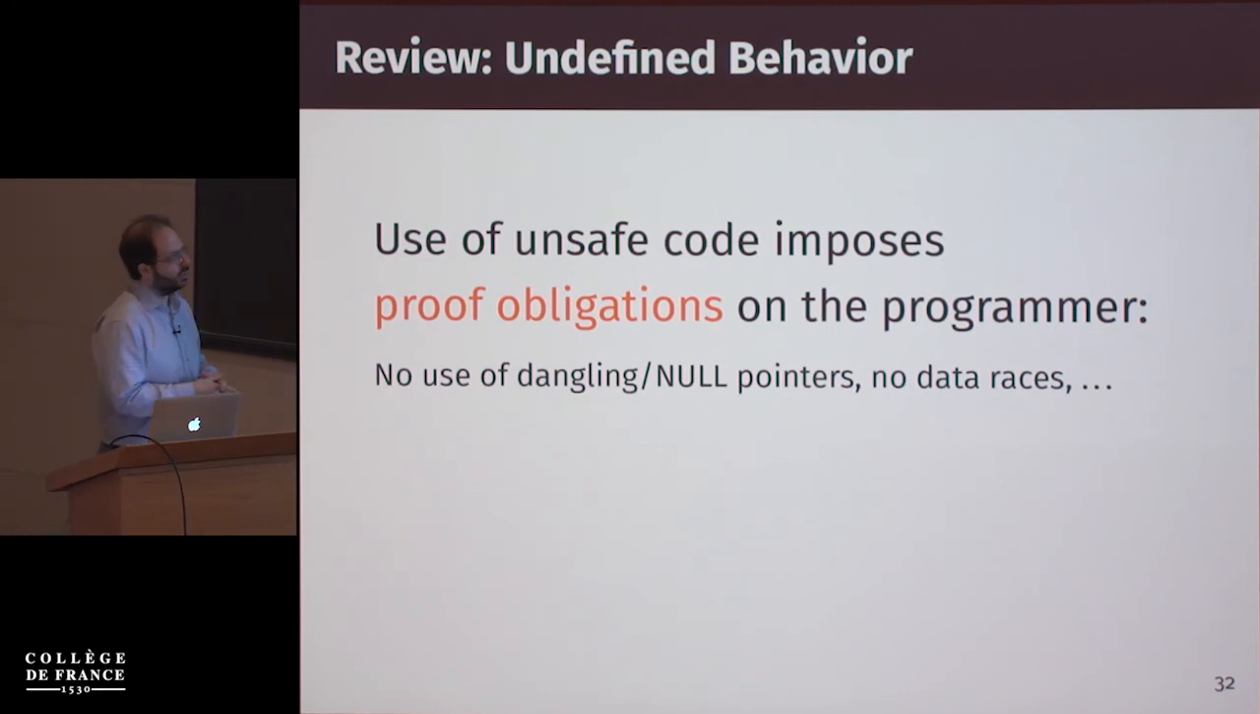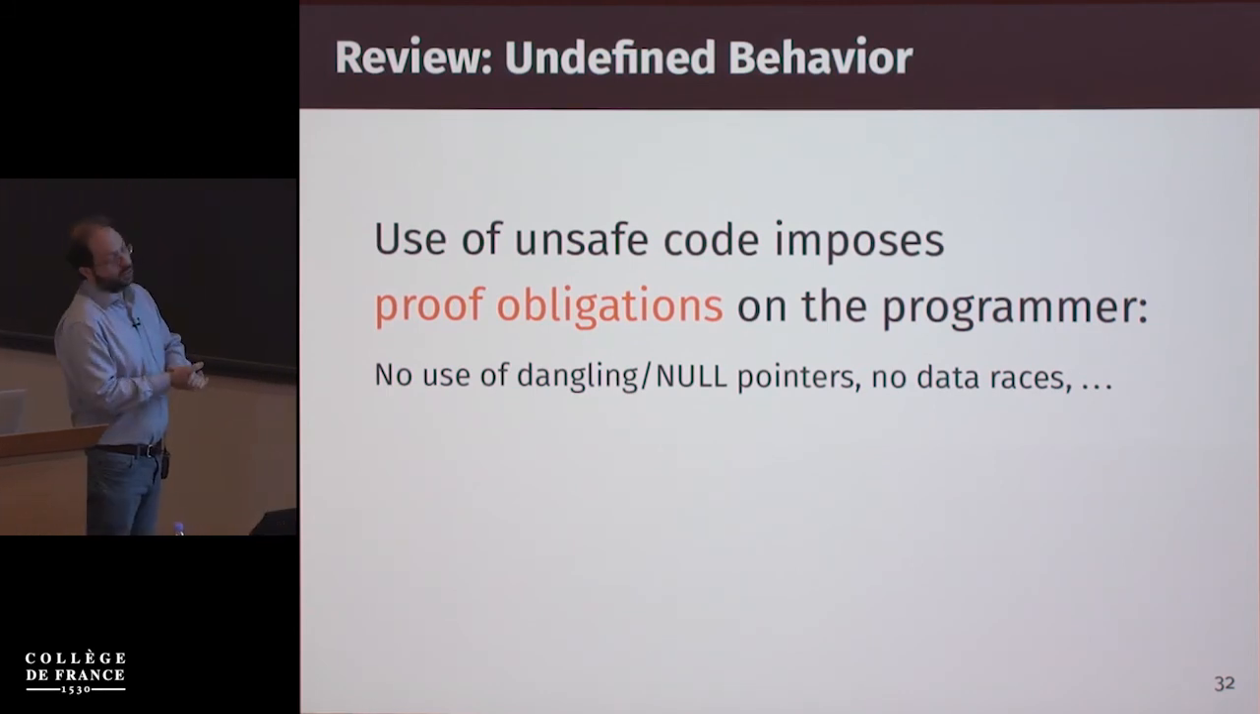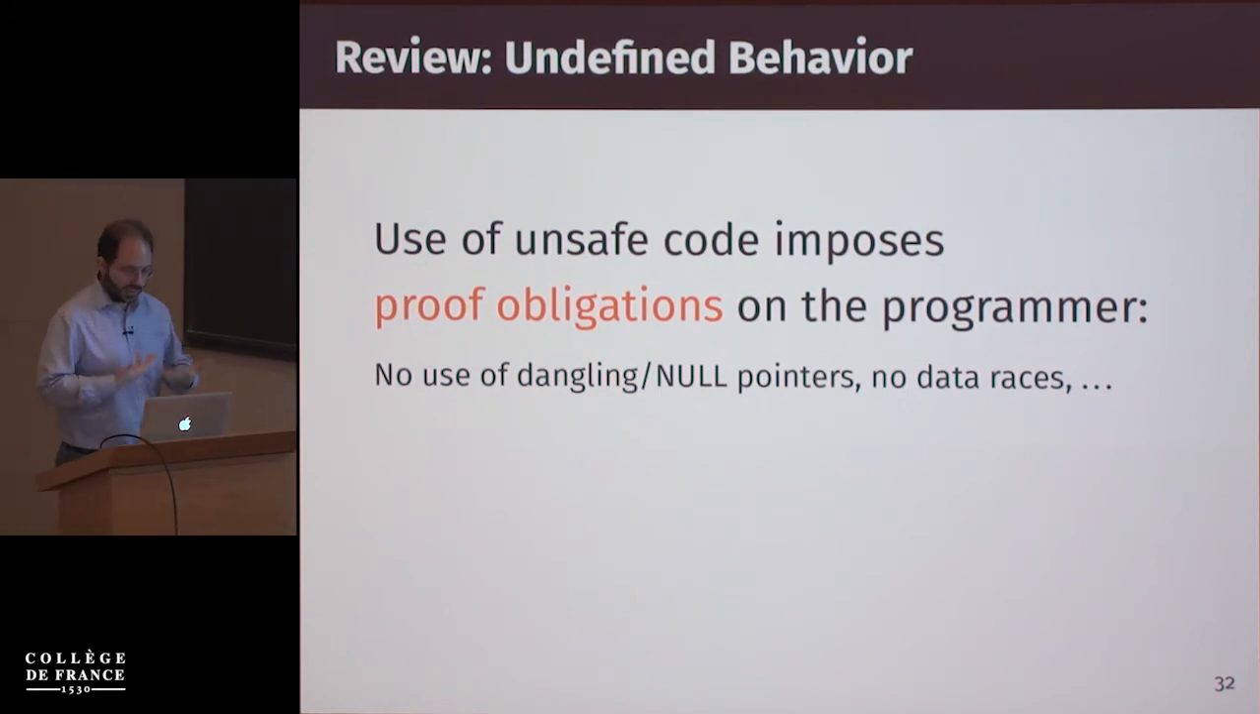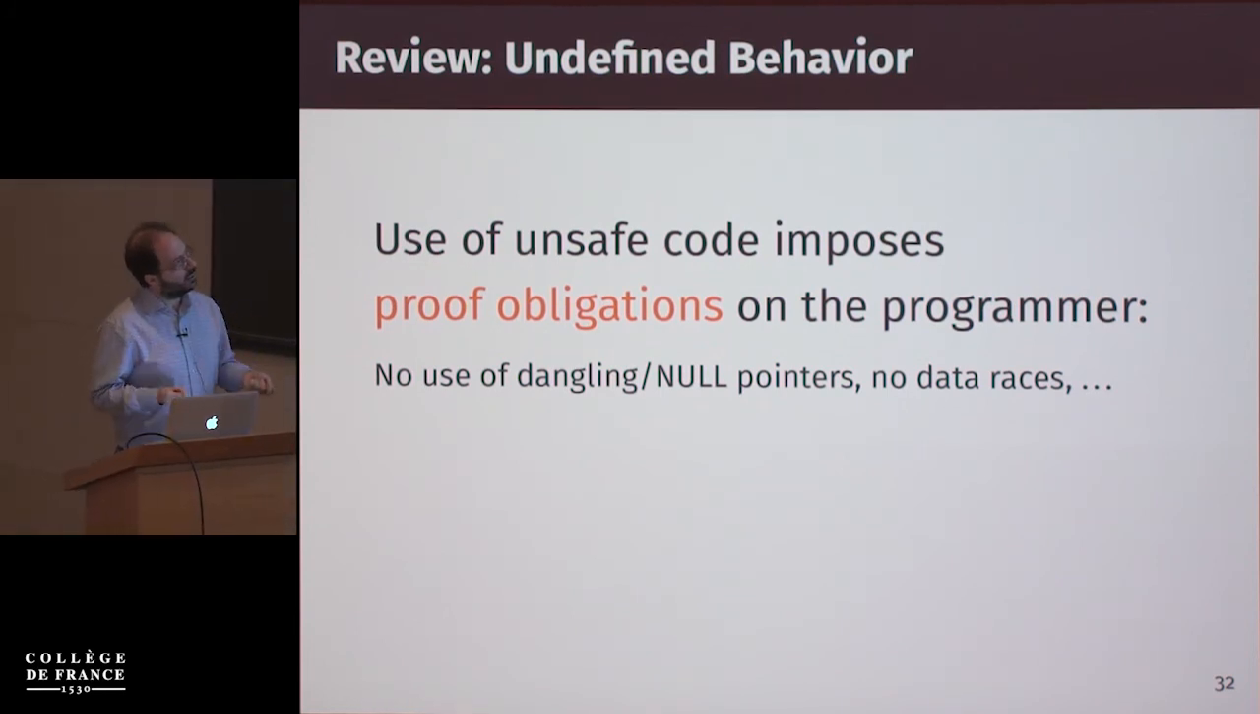So the idea is very simple. It's a well-known idea, which is to exploit undefined behavior. We already saw in the first part of the talk, though I didn't say so explicitly, that Rust already has a notion of undefined behavior, things like when you have data races or you use a dangling or null pointer.